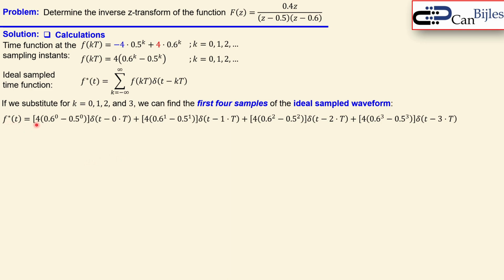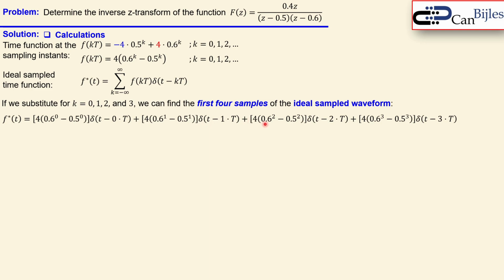What we see here is now this: the 4 times 0.6 to the power 0 minus 0.5 to the power 0. This part is the instant at k is 0 for our function. And our delta is the Dirac delta function, which is only valid at t minus 0 times T, as shown here. Then we have the next one, for k is 1, which is 4 times, in parentheses, 0.6 to the power 1 minus 0.5 to the power 1, and our delta function, again, t minus 1T.